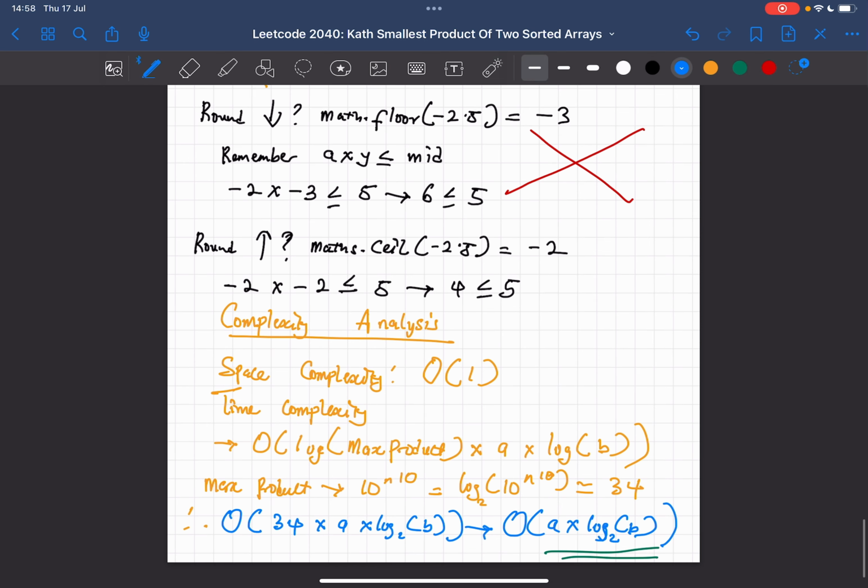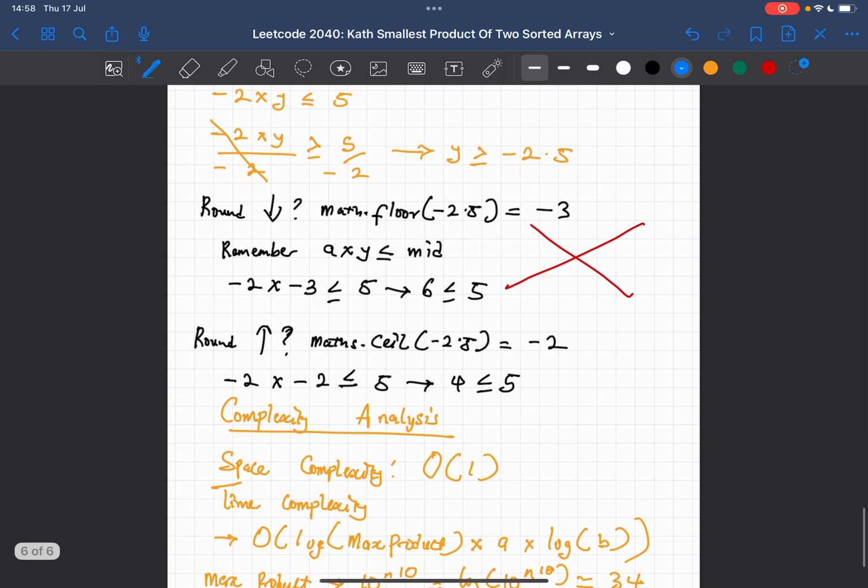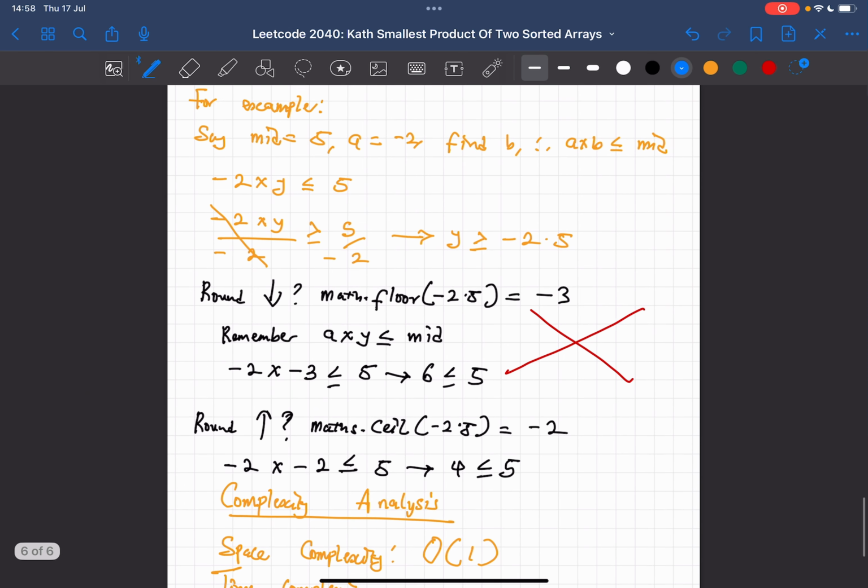I hope this explanation was really helpful. Now let's jump into the code of the most optimized approach.